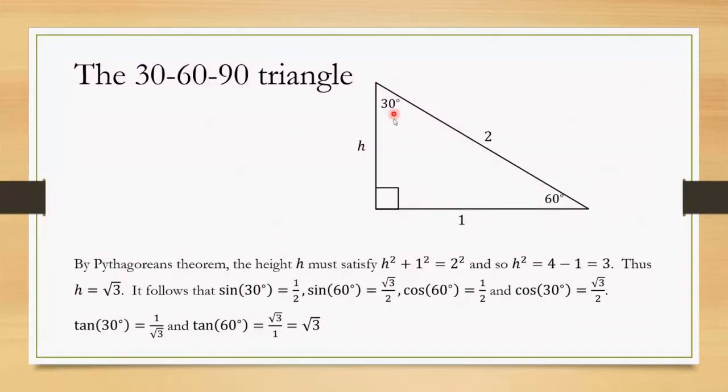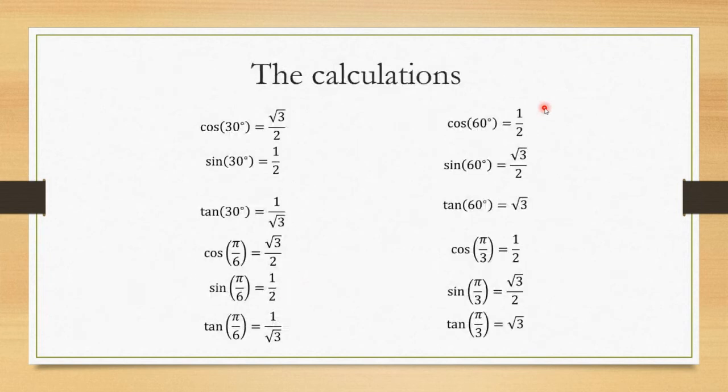Adjacent over hypotenuse. So that's what we have here. And then for tangent, you would have opposite over adjacent. Tangent 60 degrees, again, that's opposite radical, which is h over 1. H is radical 3. For 30 degrees, we have opposite over adjacent, 1 over h. H is, again, radical 3, so there we go.